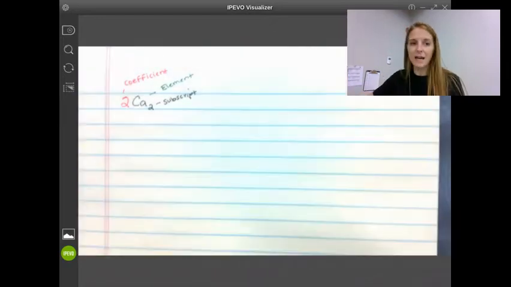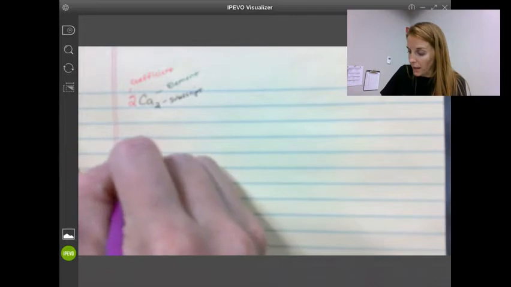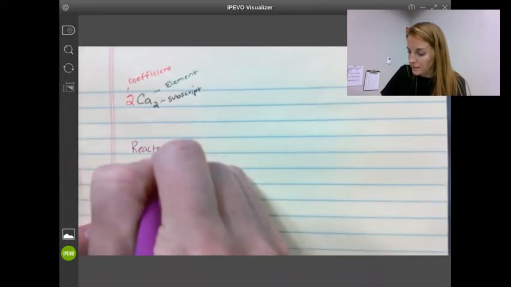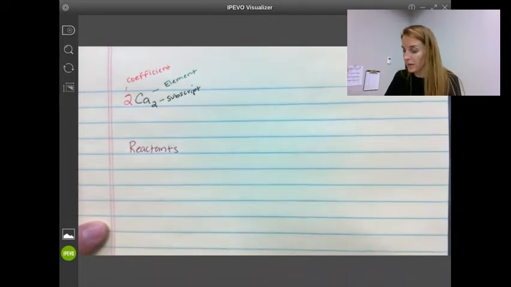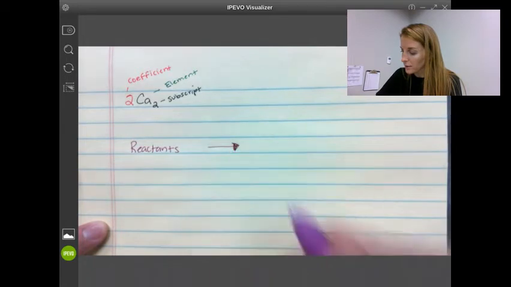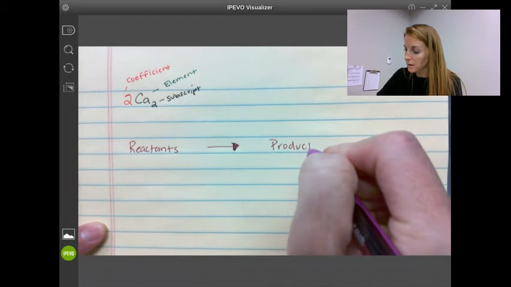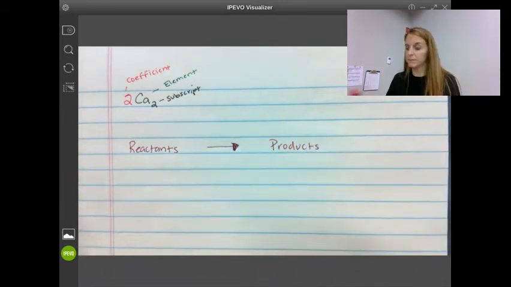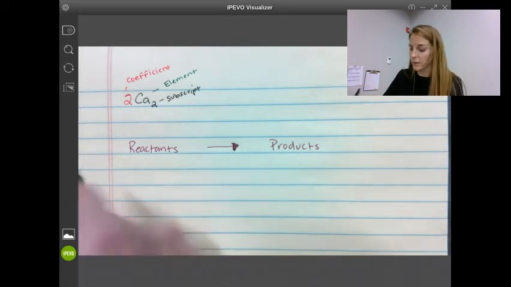So let's set up an equation. So over here, I'm going to go ahead and write reactants. So we remember that the reactants go on the left. And then we always have an arrow, which is our yield sign. And then we have our products on the right.